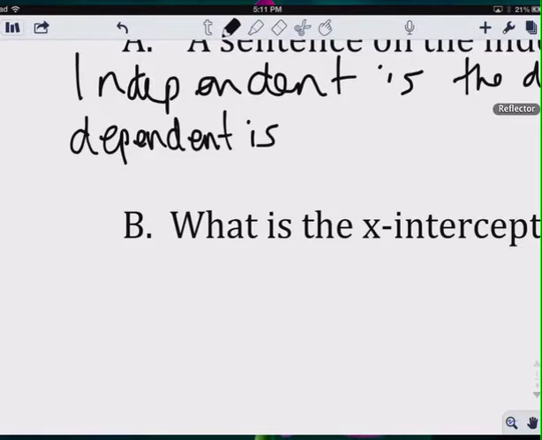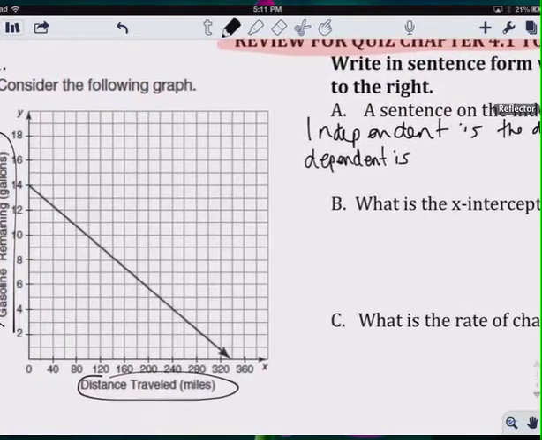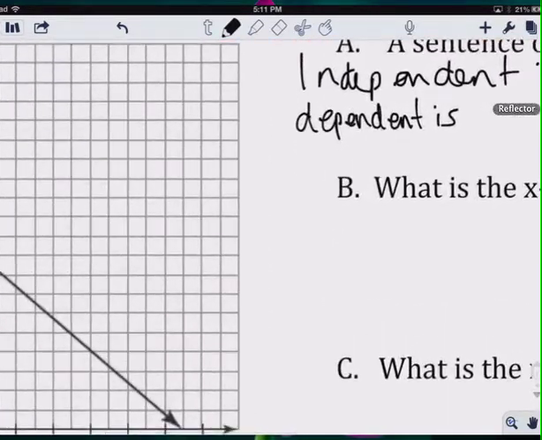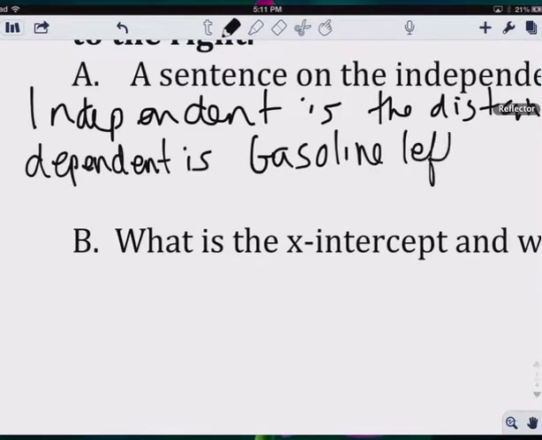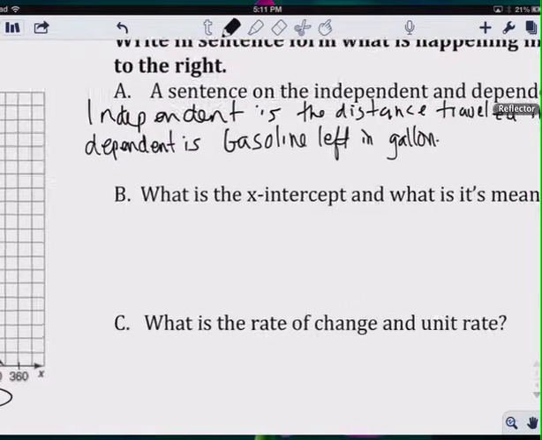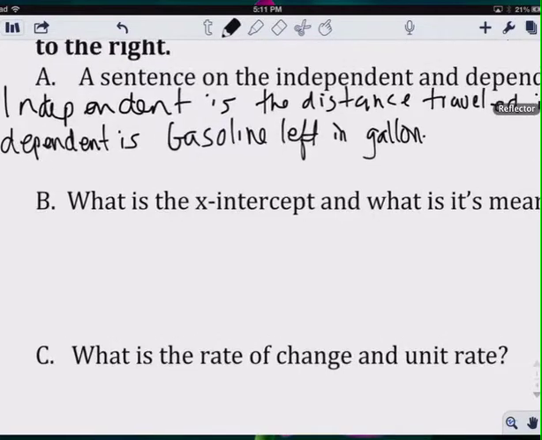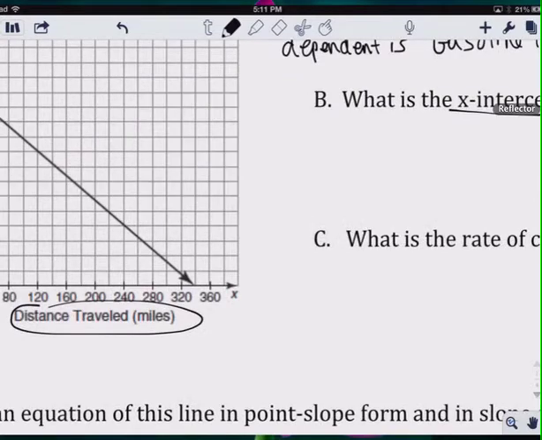Dependent is gasoline remaining. The gasoline left in gallons. So that's the number of gallons left in the tank. That's the independent. What is the x-intercept and what it means? The x-intercept is about 340.